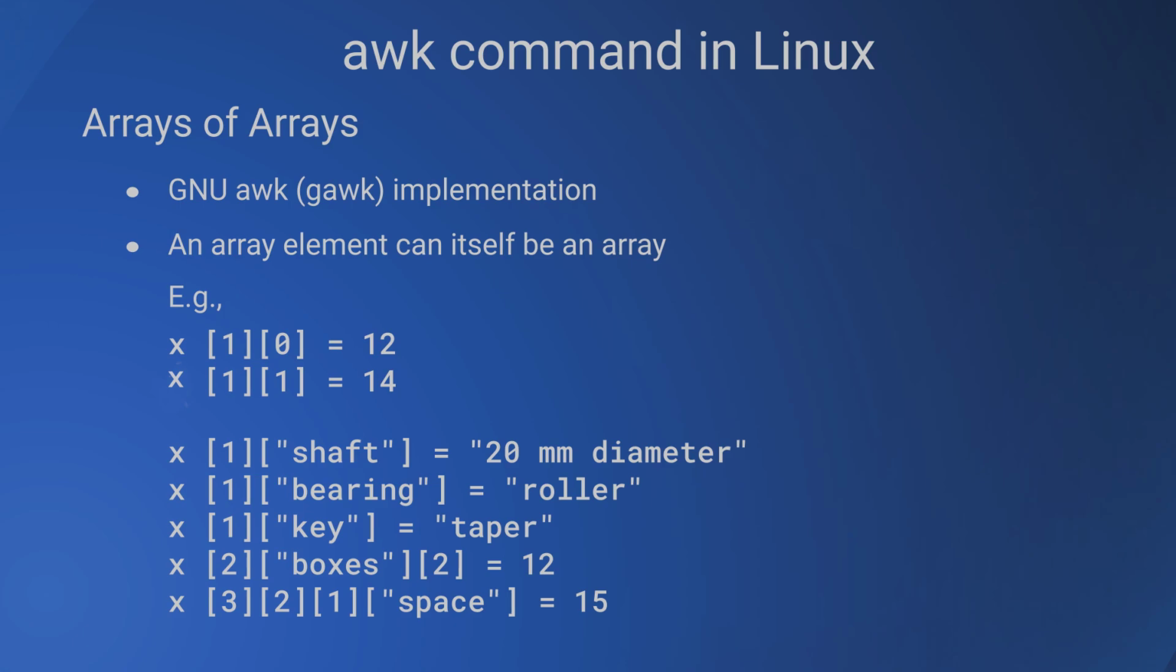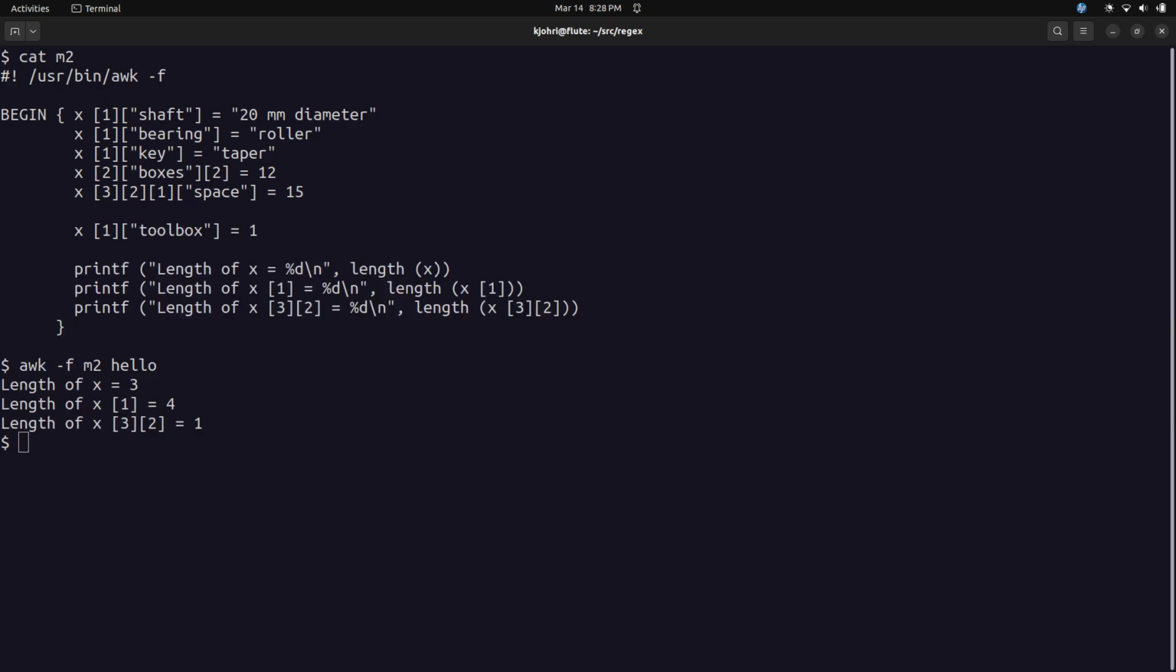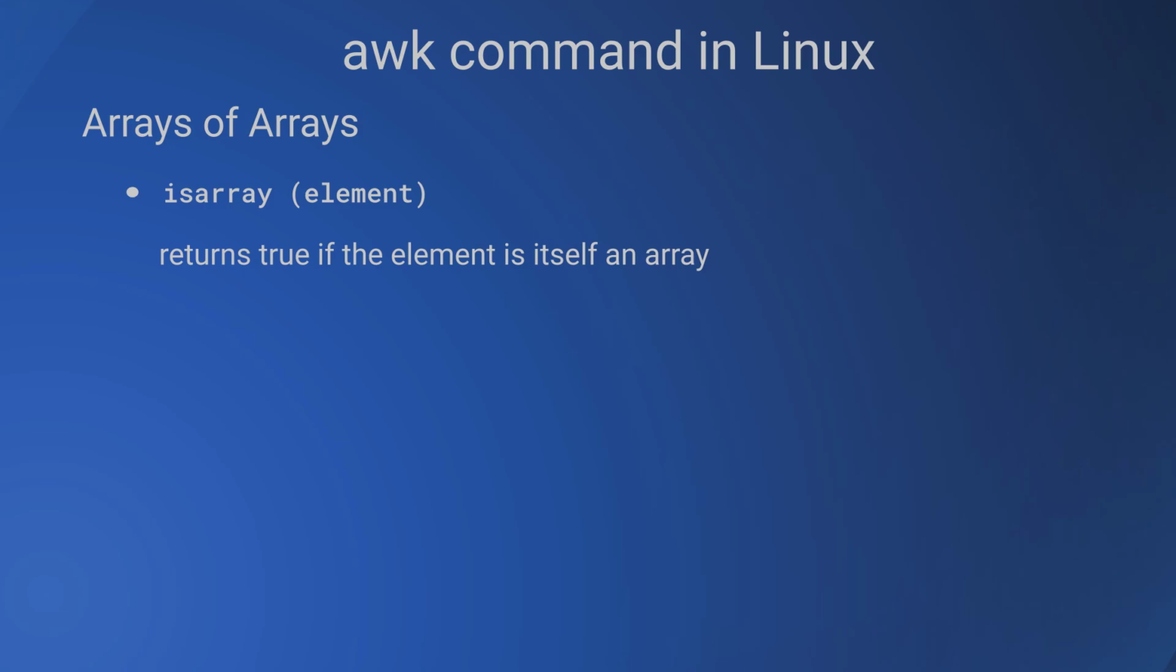Now, what are the operations we can do here? We can delete an element. For example, delete x[1] followed by x[1] equals 15. This deletes the subarray at x[1] and inserts a scalar value 15 in its place. Next, we can find the number of elements in an array using the length function. So x has 3 elements, x[1], x[2] and x[3], and x[1] has 4 elements: shaft, bearing, key, and toolbox. The isarray function is useful for testing whether an element itself is an array.